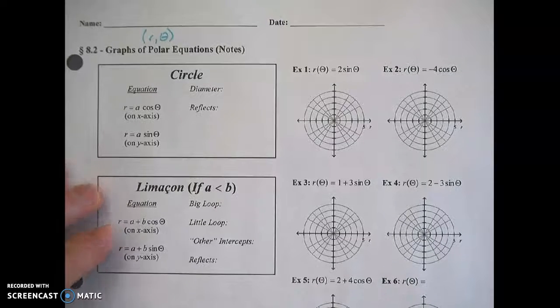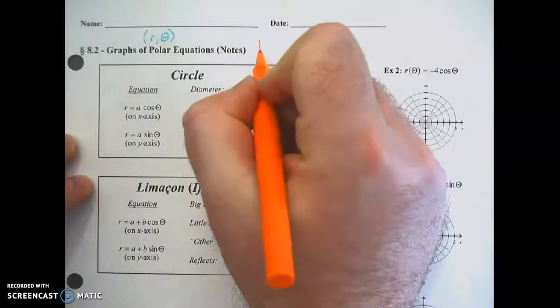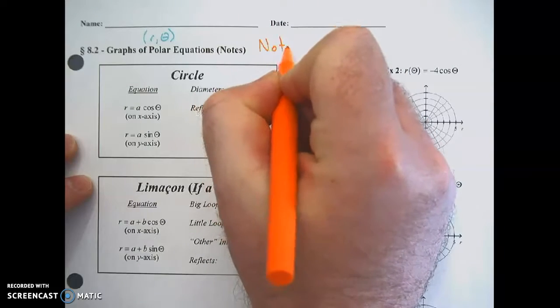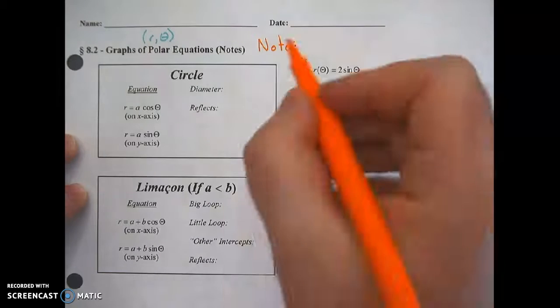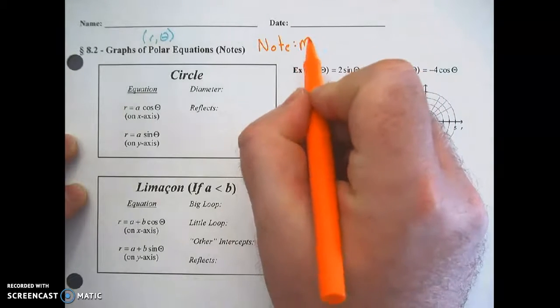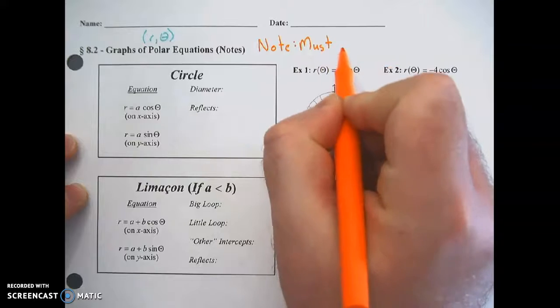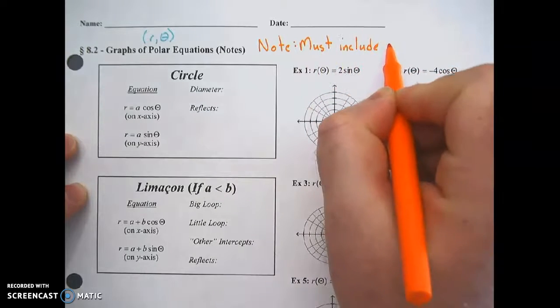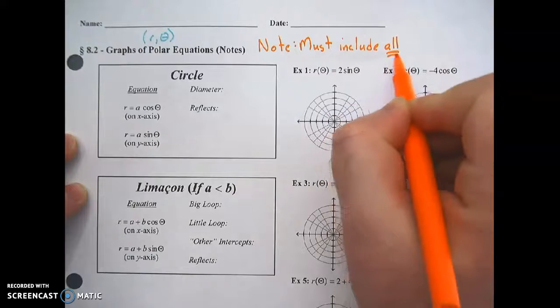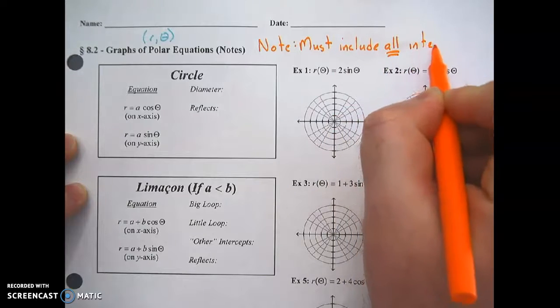I want to make a note right off the bat. I'm not going to be super picky about your graphs, but I am going to be looking for the intercepts, that the intercepts are all correct and that the general shape is correct. So the note is: you must include all intercepts.